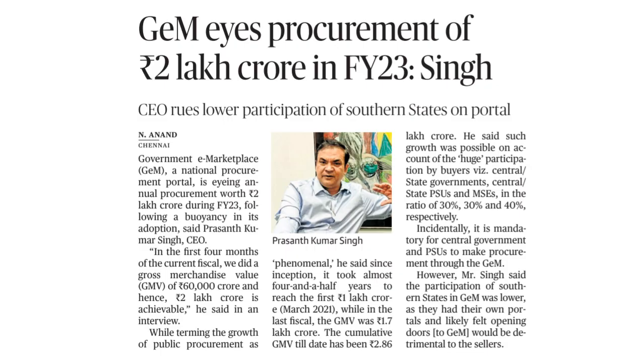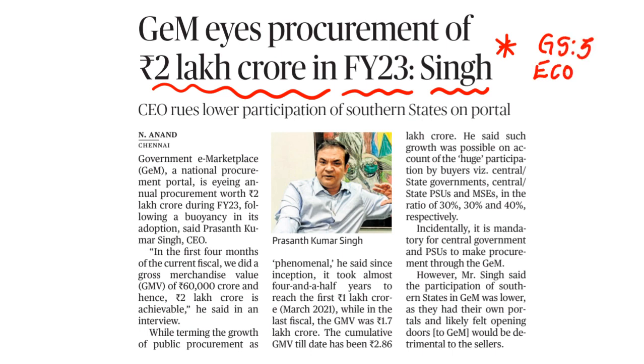Clear? Now check this article. This is Government e-Marketplace eyes procurement of rupees 2 lakh crore in financial year 2023, by Prashant Kumar Singh. So see, this article is very important from the GS3 economy. Clear? In GS3 economy we see all these topics.